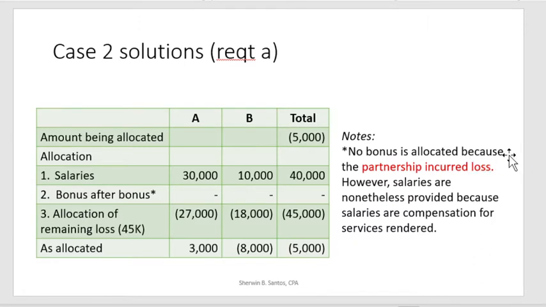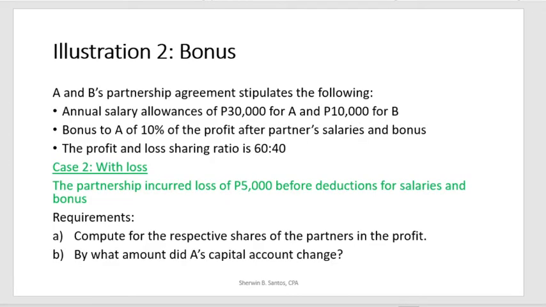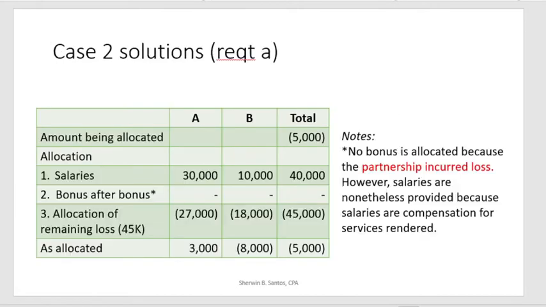Let us take a look at the note. No bonus is allocated because the partnership incurred loss. Yes. However, salaries are nonetheless provided because salaries are compensation for services rendered. So hindi naman pwedeng walang sweldo yan because that will fall to involuntary servitude. So dapat may bayad yung compensation for services rendered. Okay, let's take a look at the requirement B, which is, anong tinatanong sa requirement B? By what amount did A's capital account change?